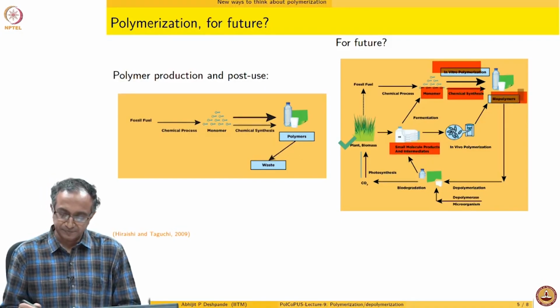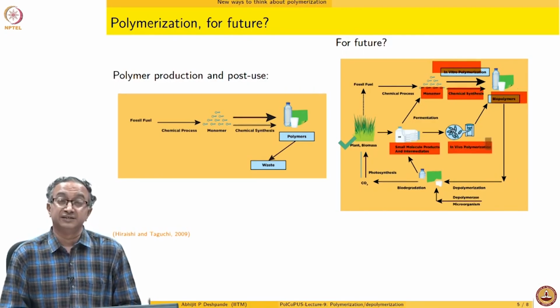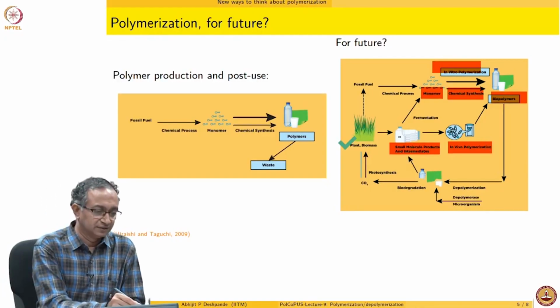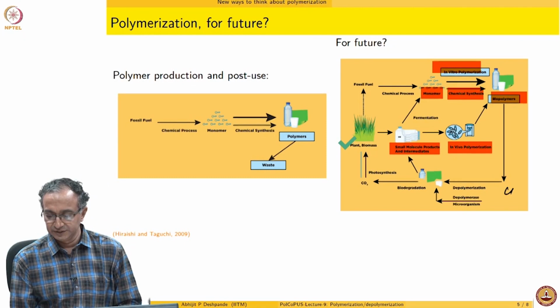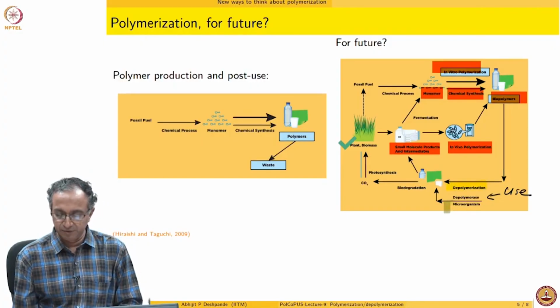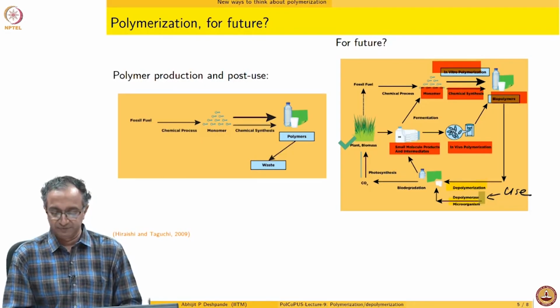And then the other possibility is we can get small molecules, and we can also do bacterial synthesis, the way we discussed in the previous lecture on renewable resources, and again get polymers. And once the use is done, post use, we can again very importantly think in terms of depolymerization using catalysts such as enzymes, or microorganisms.